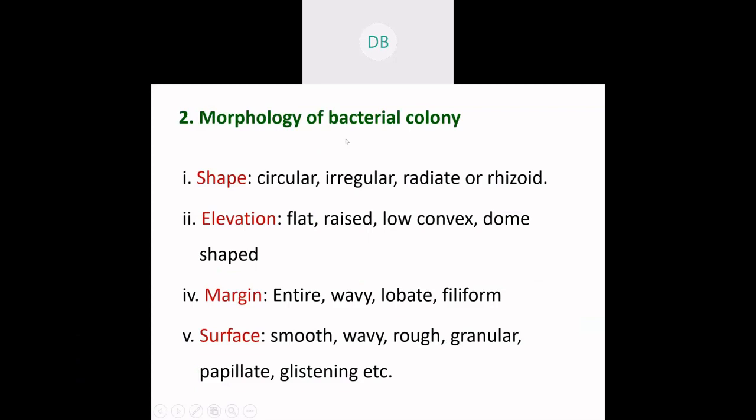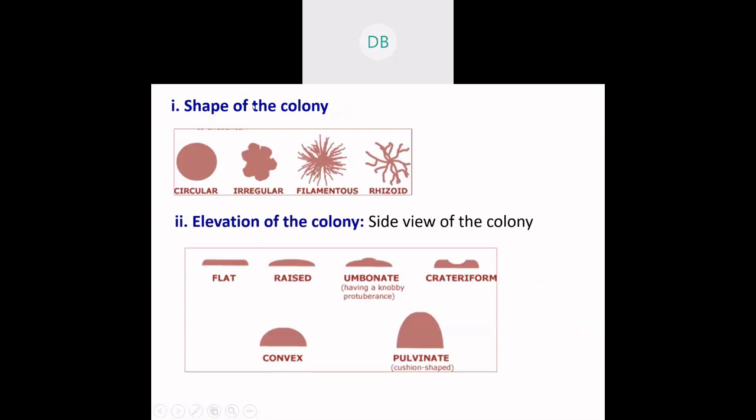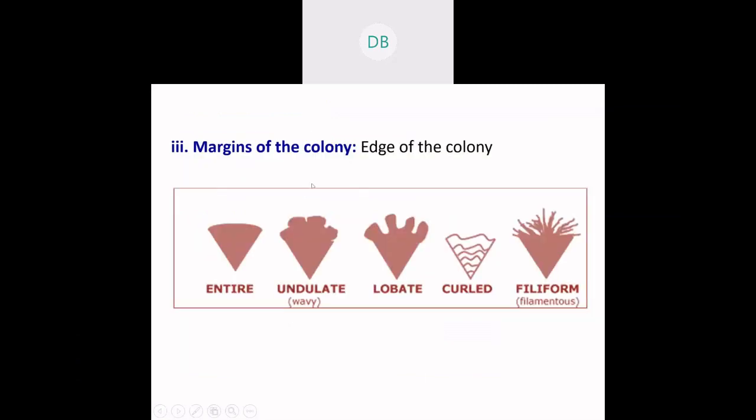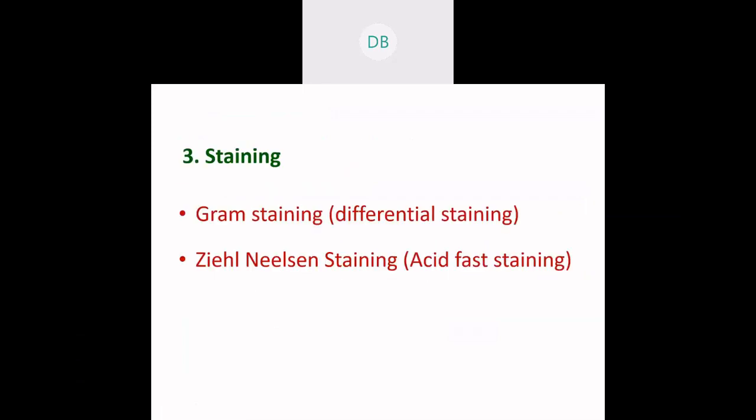The second aspect under culture characteristics is the morphology of the bacterial colony. You can observe the shape of the colony, or the elevation, margin, or surface of the colony. The colonies of bacteria come in various shapes, for example circular, irregular, filamentous, or rhizoid. Elevation is the side view of the colony, which also has different patterns like flat, raised, umbonate, etc. The margin or edge of the colony also has different shapes: undulate, lobate, curled, filiform, etc. By observing these aspects, you can also identify the type of bacteria you have isolated.